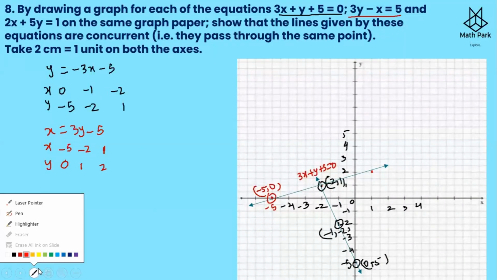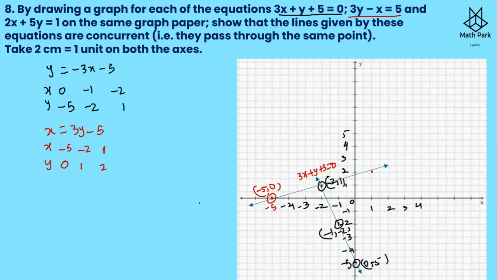Line there. And the equation of this line is 3y minus x equals 5. This was the point (1, 2). Now the third line. The third line is 2x plus 5y is equal to 1.